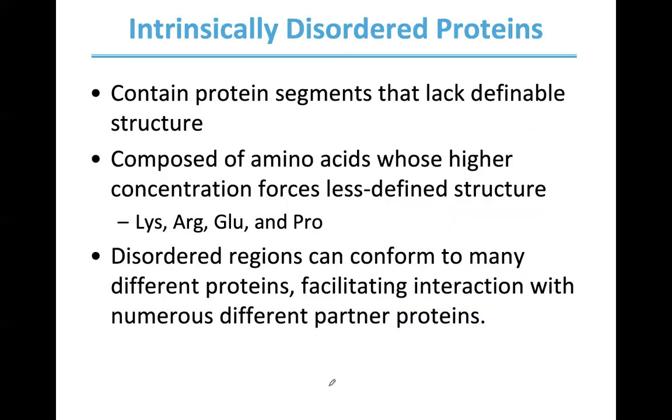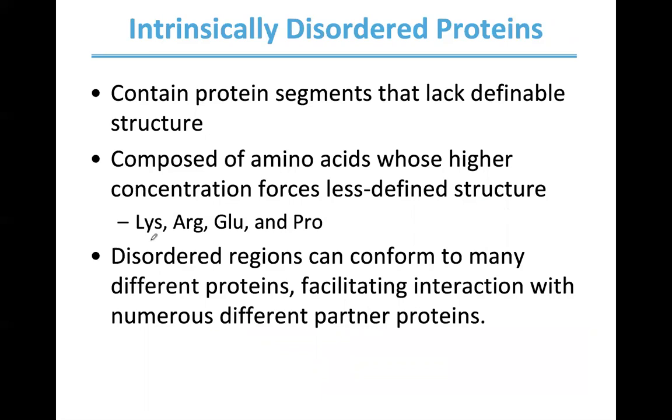All right, and the final structure we're going to briefly mention is that, well, it's not a structure, it's actually intrinsically disordered proteins. So proteins whose amino acid makeup is such that they don't really benefit from any kind of secondary structure. Alpha helix, no. Beta sheet, no. Beta turn, no. And so it turns out that these proteins just like to be disordered. And so they're intrinsically disordered. And they're usually composed of amino acids whose high concentration forces less defined structure.